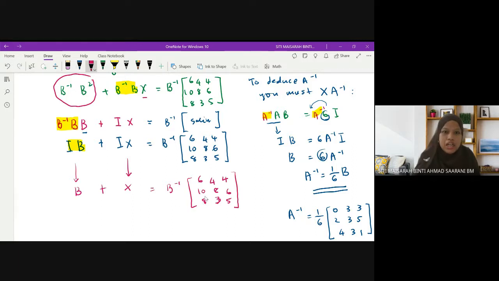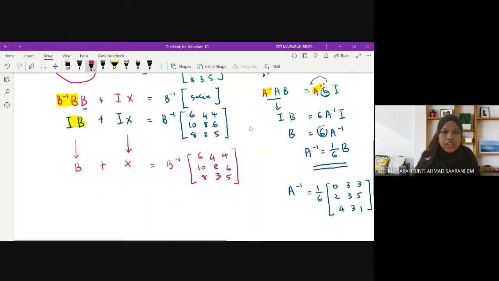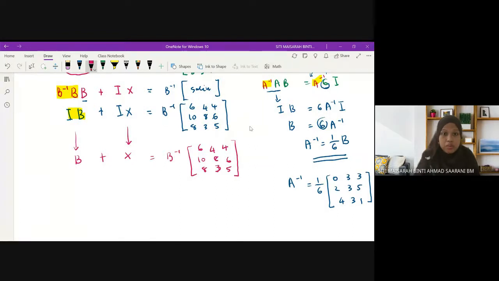Then finally you have to rearrange. This is an addition equation, so you can make X the subject. This one, if moved, it becomes minus. So finally X is equal to B inverse multiplied by 6, 4, 4, 10, 8, 6, 8, 3, 5 minus B, matrix B.